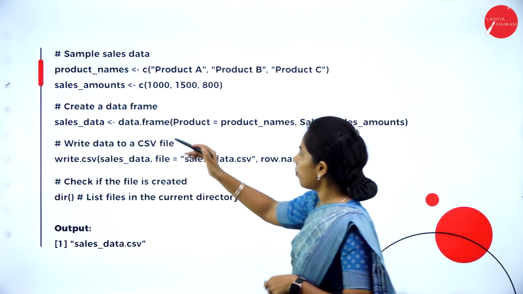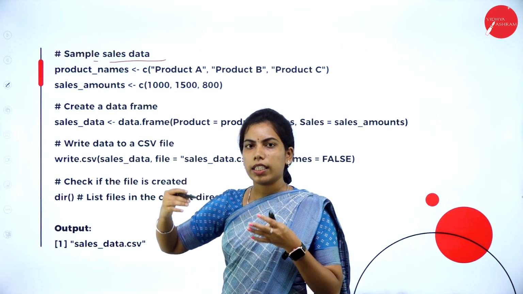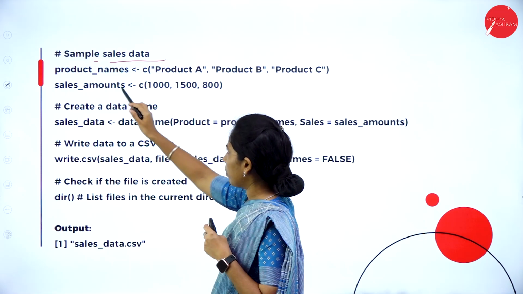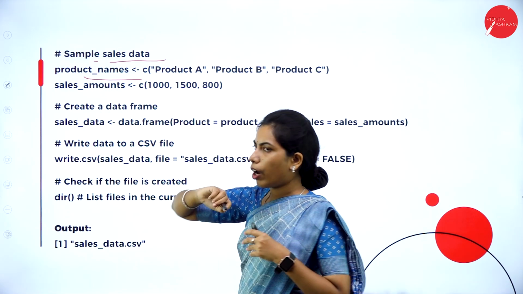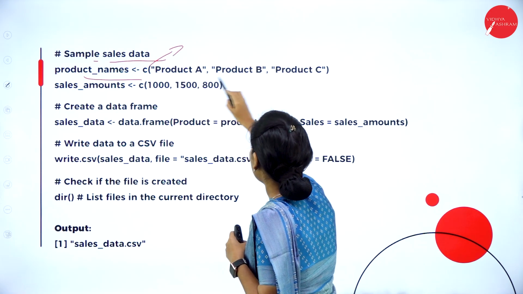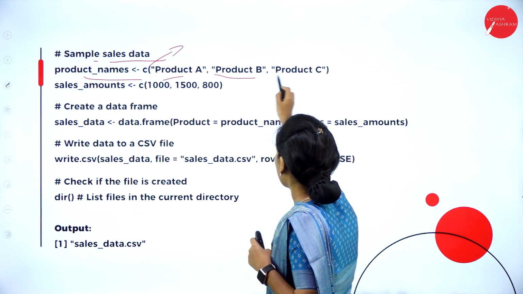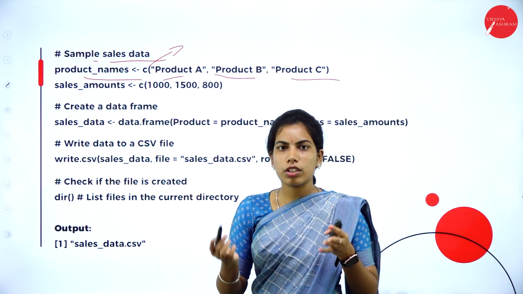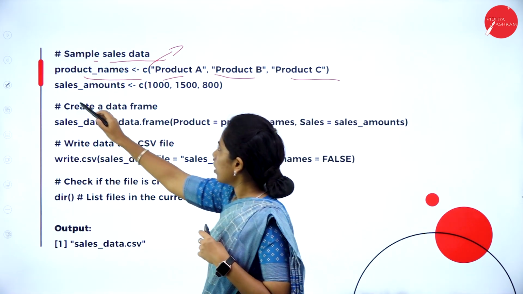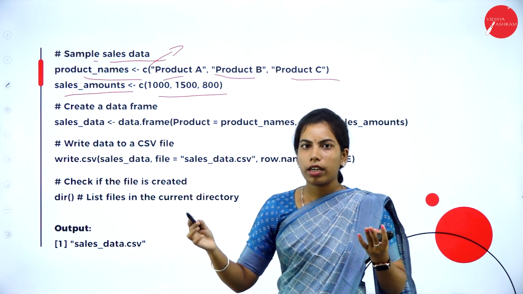So here you can see the sample sales data. The sales data will contain some attributes or variable names. The first one is product names. What are all the product names? You have to concatenate all the products into a single vector, so product A, product B, and product C. These are all strings, that's why double quotes. And also the sales amount, which is numerical or integer.